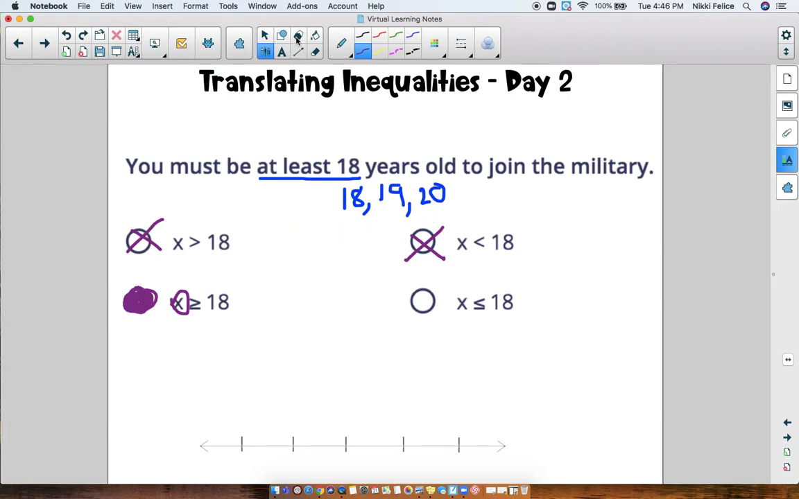Because if I plug in my numbers, watch, if I plug this in, so we know that 19 and 20, those are possible ages. That would work. So plug in 19 and 20. If I plug in 19 here for X, does this make sense? Is 19 less than 18? No, that doesn't make any sense. If I plugged in 19 over here, is 19 greater than or equal to 18? Yeah, that makes sense. So this would be our answer.